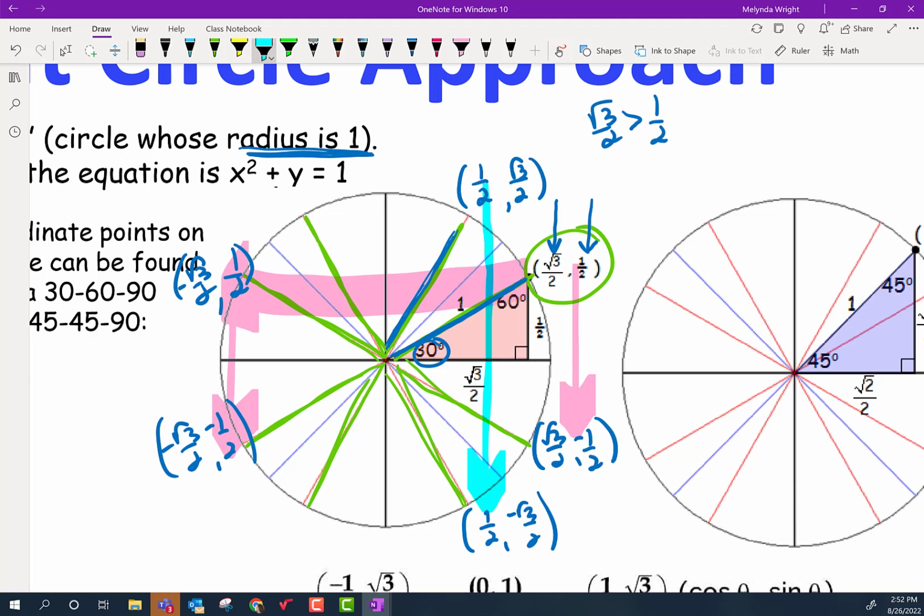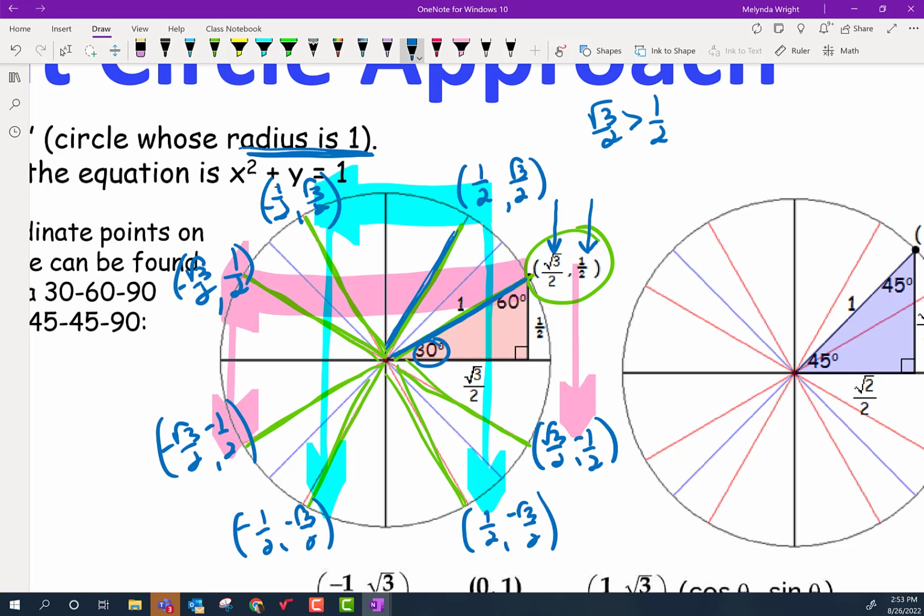Okay, let's reflect it across. We see that it's still 1/2, root 3 over 2 because of its location. But in this case, x is negative and y is positive. And the last one, we reflect it down here. We're just continuing around. We still have 1/2, root 3 over 2, and they're both negative. So that's 30, 60, 90s.